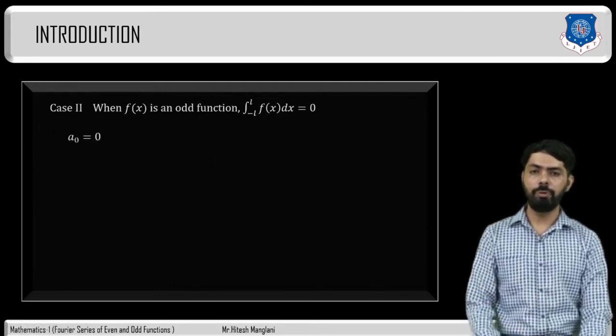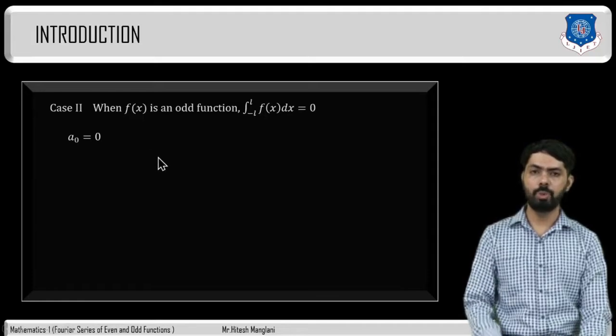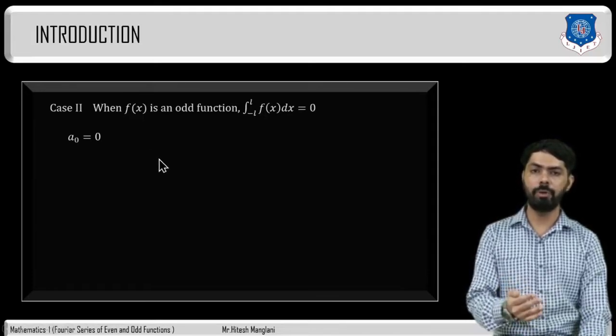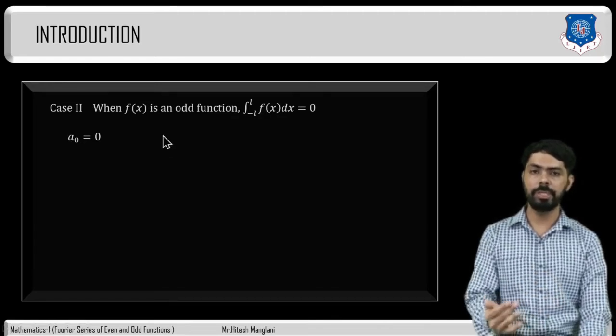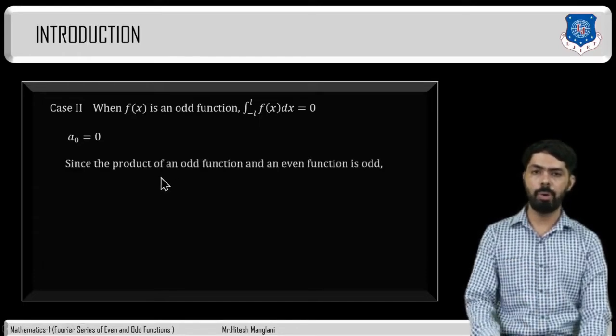Now we will have to find out an for this case. What is the formula of an? It is 1 divided by L integration from minus L to L f of x into cos n pi x divided by L dx. So here f of x is an odd function and cos is an even function. So the product of an odd function and an even function is odd.